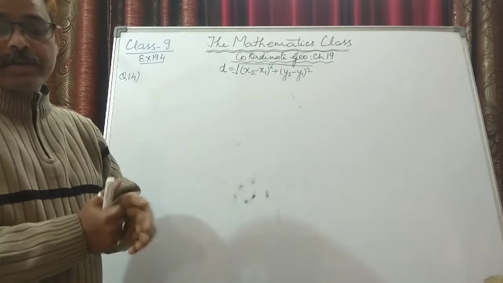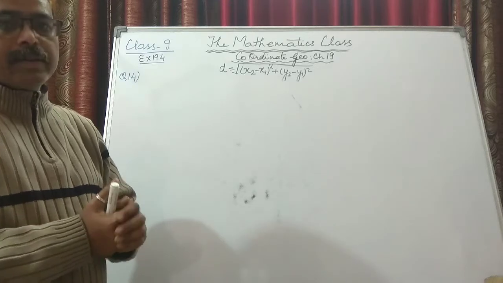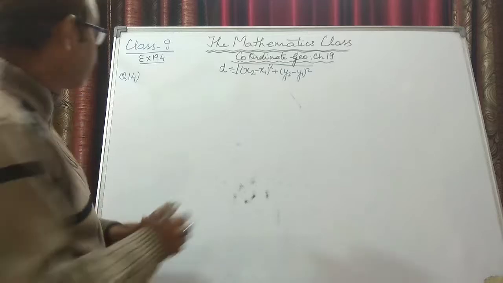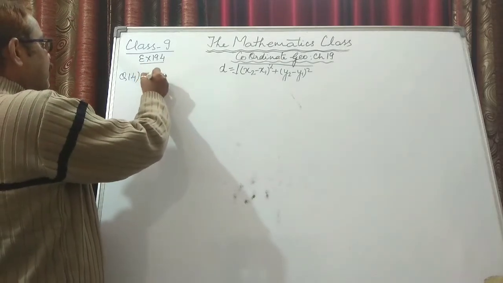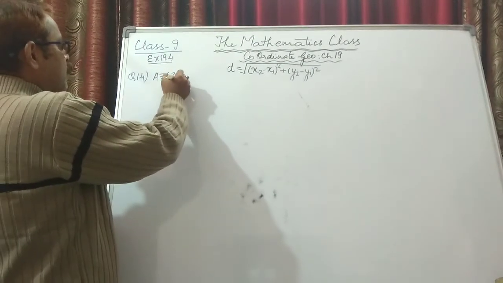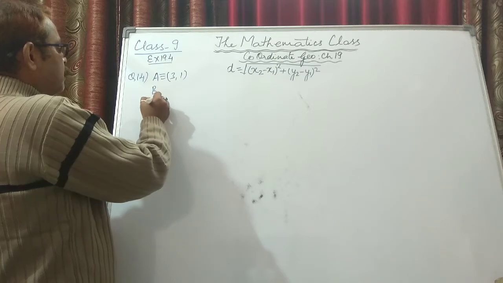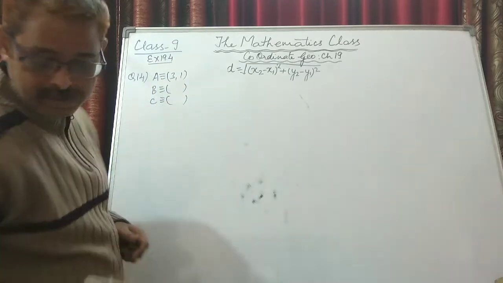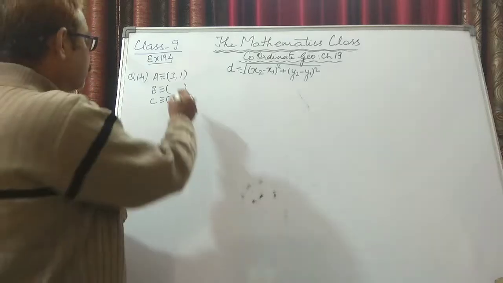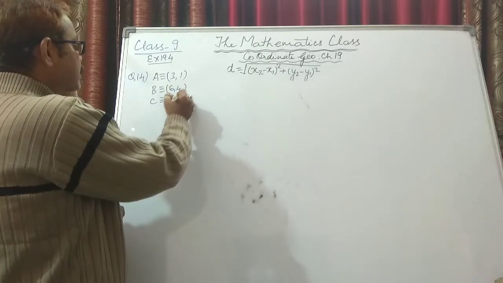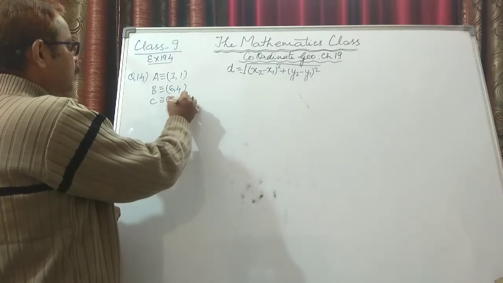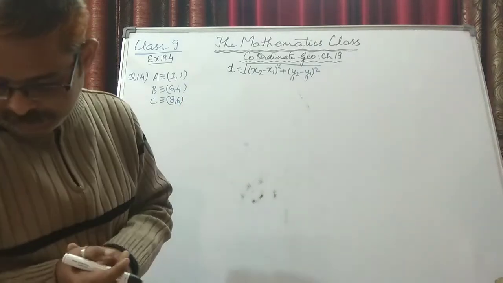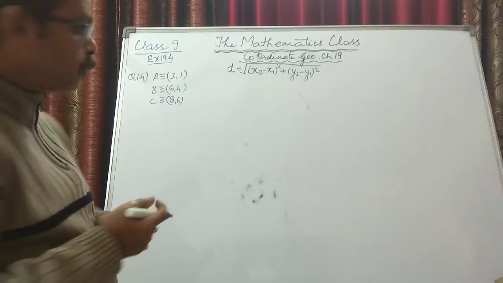Now next question I take question number 14, because that is different. They say using distance formula show that point A is (3, 1), point B is given (6, 4), and point C is given (8, 6). So you have to show that these points are collinear. Show that A, B, C are collinear.